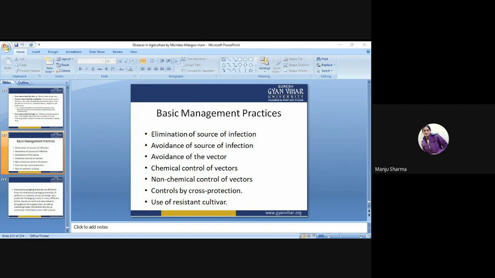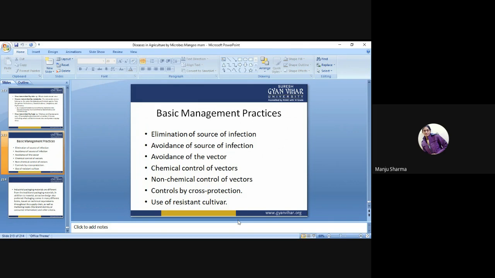Now, elimination of source of infection, avoidance of source of infection, avoidance of the vector, chemical control of vectors, then non-chemical control of vectors, control by cross protection, and use of resistant cultivar. Basically, elimination means how we have to eliminate the pathogen from the field. Here is the avoidance of source of infection. Like we have to try that the attachment of host and pathogen should not be there.